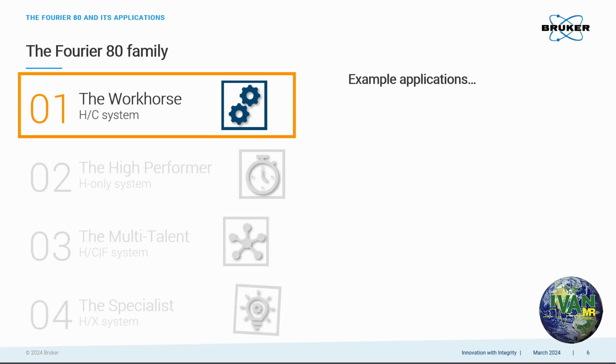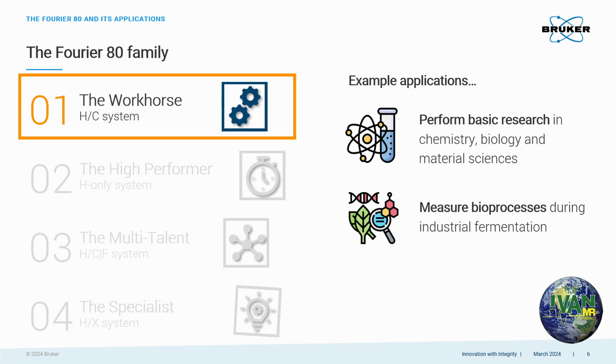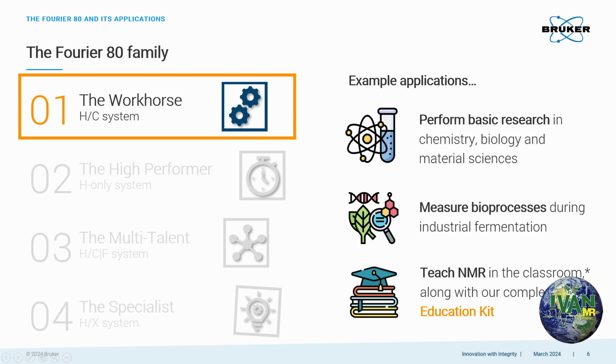So starting with the one we fondly refer to as the workhorse, this is as close to a standard system as we offer. This is a proton-carbon system. It works hard, it does your NMR, and it has a huge range of applications, including basic research in chemistry, biology, and material sciences, measuring bioprocesses in industrial fermentation, and teaching NMR in the classroom. Each system ships with a complementary education kit that you can use to teach your labs.